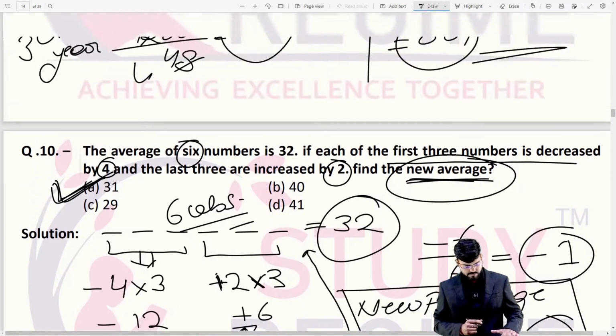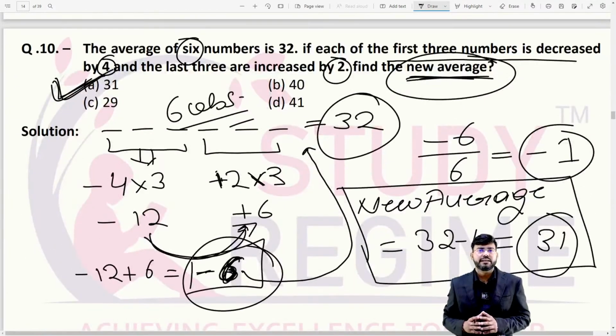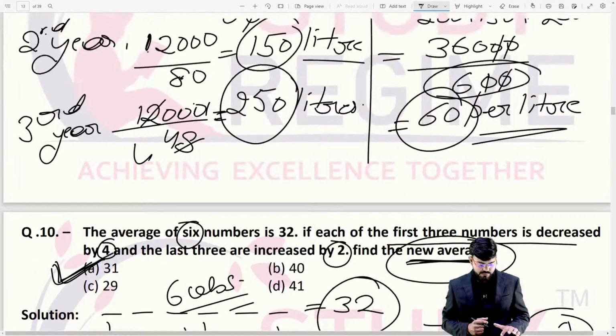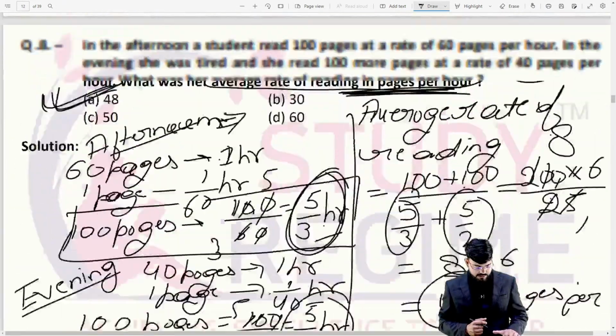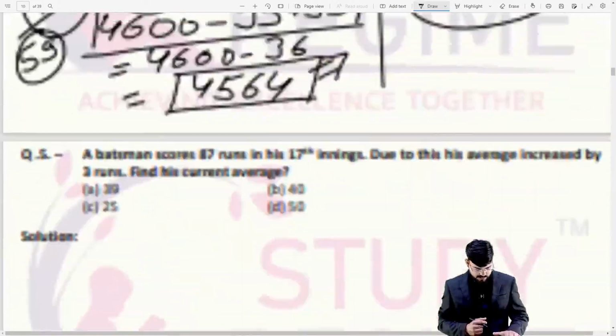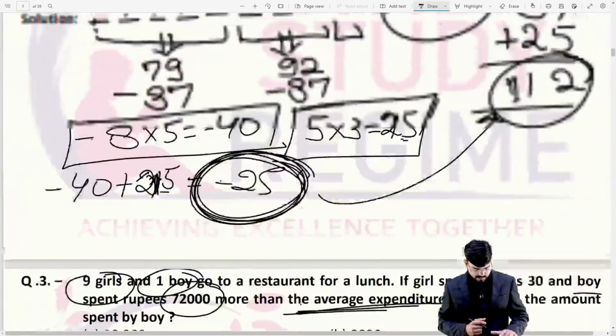Okay. So here we have finished the average part. We will move on to the next topic. I hope you are very much familiar with the average right now. I'll show you a quick revision of that.